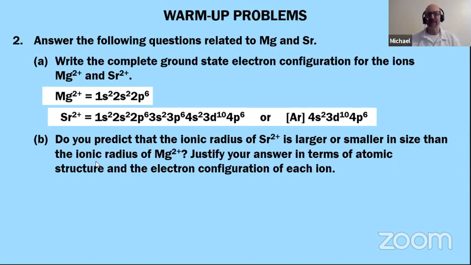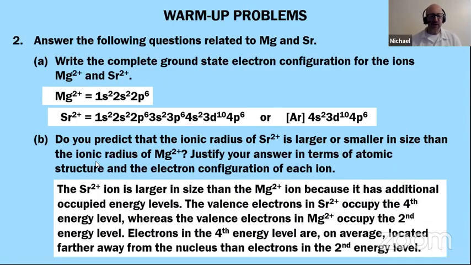So because strontium is below magnesium and size increases as you go down, you cannot justify with a trend. You cannot just simply say size increases as you go down the periodic table. That's not giving us an understanding of the atomic structure and the reason why. So the strontium 2+ ion is larger in size than the magnesium 2+ ion. Why? Because it has additional occupied energy levels.